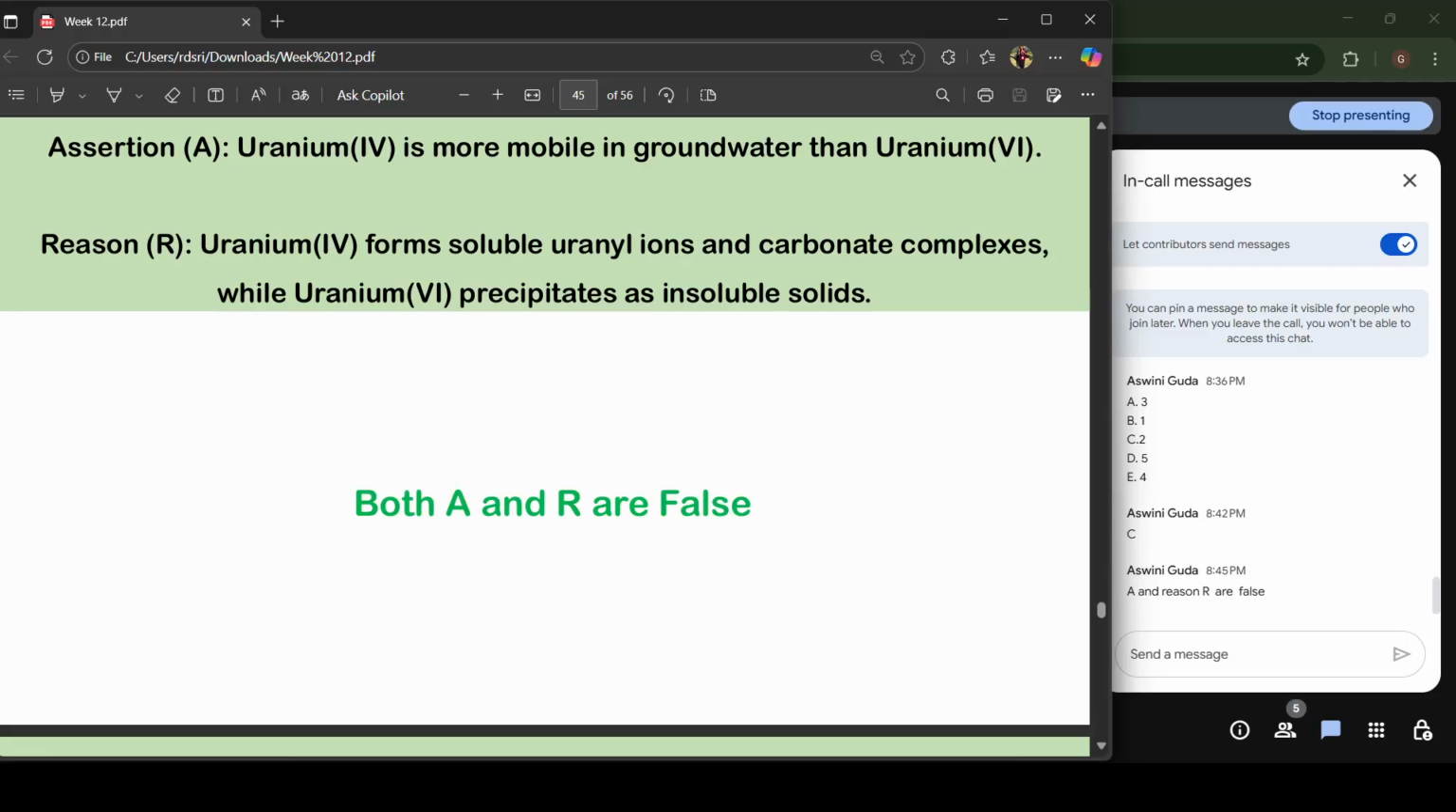Okay, right. So both are false. It's simply that uranium 6 is more mobile in groundwater than uranium 4. Again, uranium 6 forms soluble uranyl ions and carbonate complexes, while uranium 4 precipitates as insoluble solids. In both the places, you just swap 4 with 6 and vice versa in all the 4 places, and both the assertion and reason becomes right.